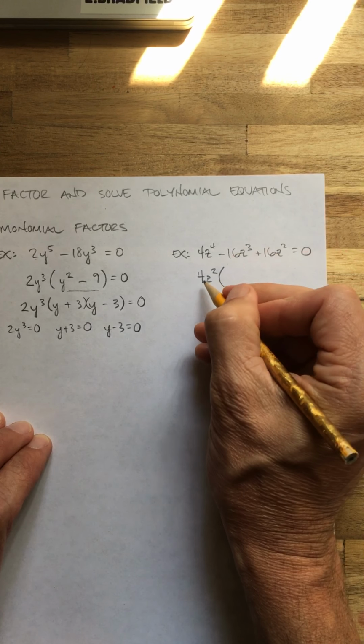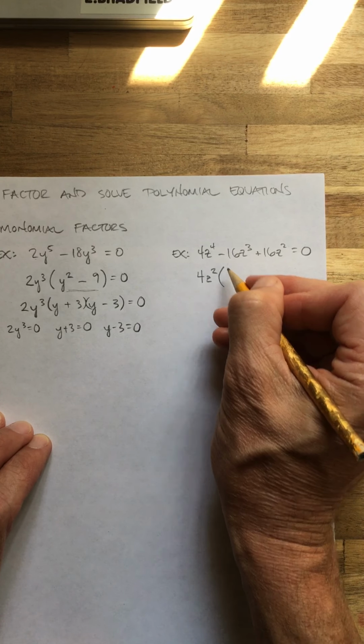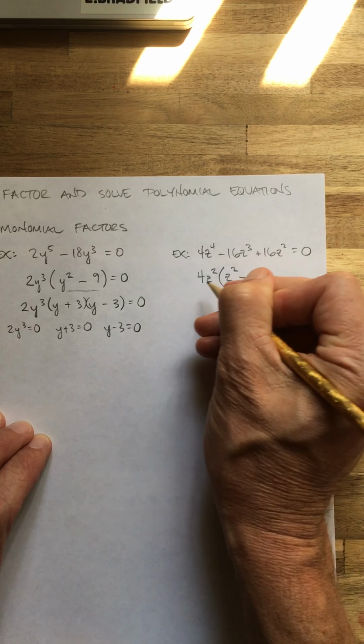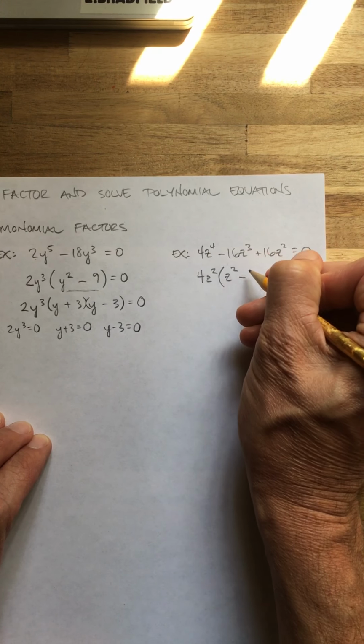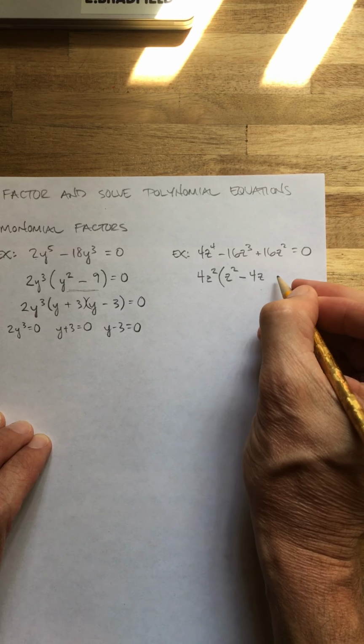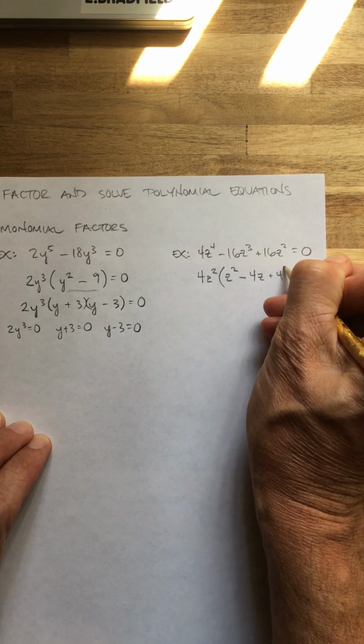All right, we've taken everything out. Now let's put parentheses. 4z squared times what gives you that? Just a z squared, okay? Minus 4z squared times what gives you that? I'm going to say 4z, okay? And then 4z squared times what gives you that? So plus 4 equals 0.